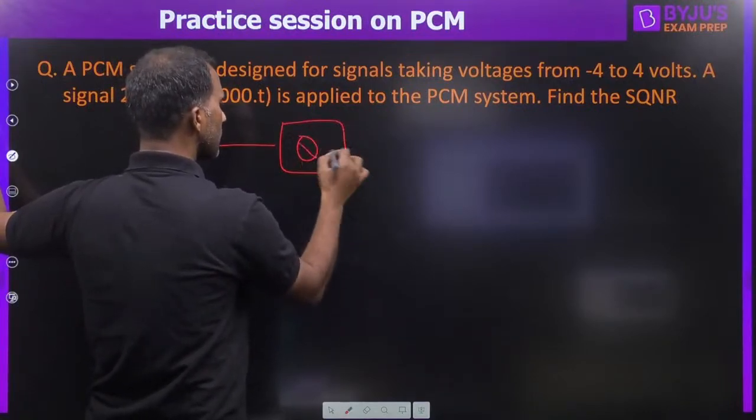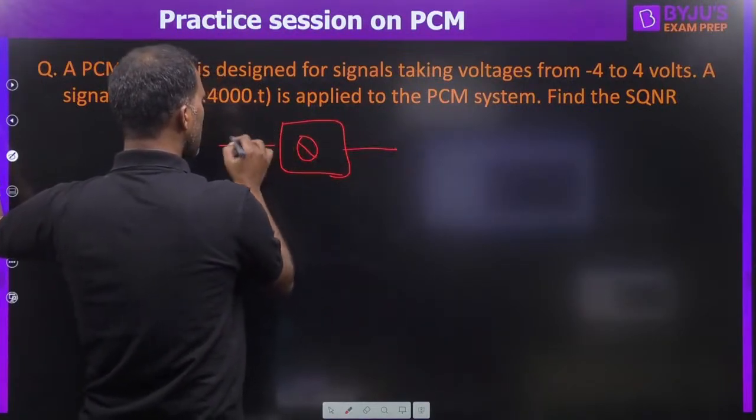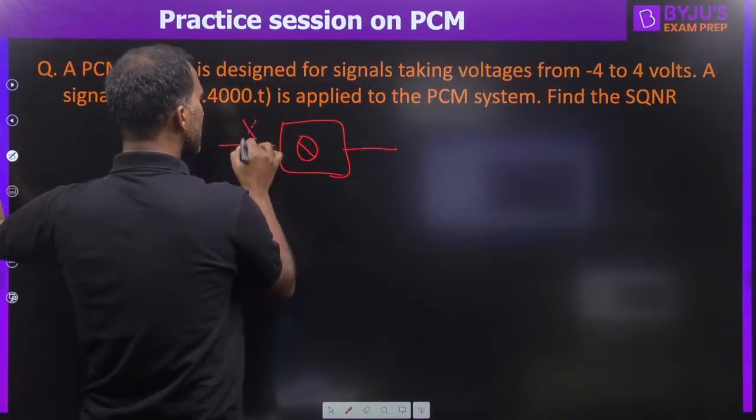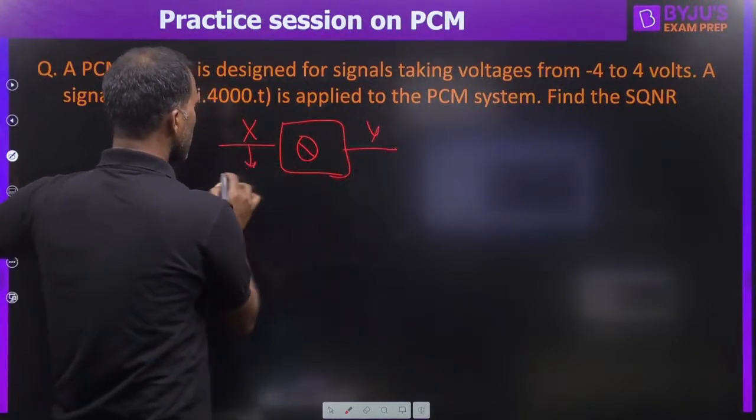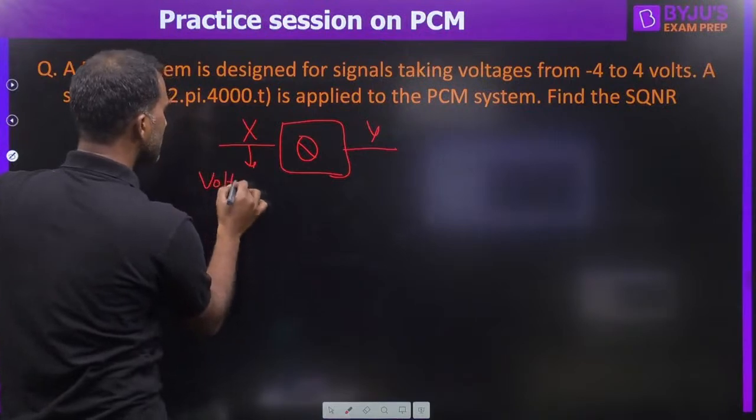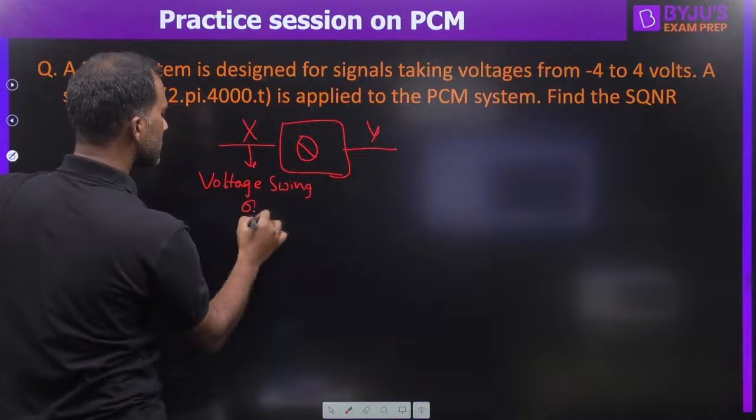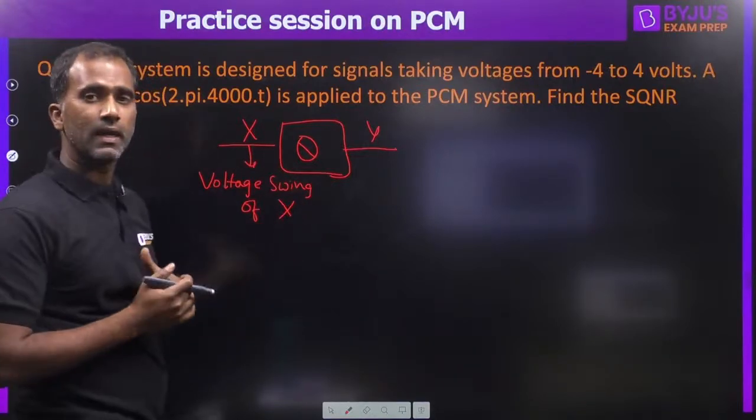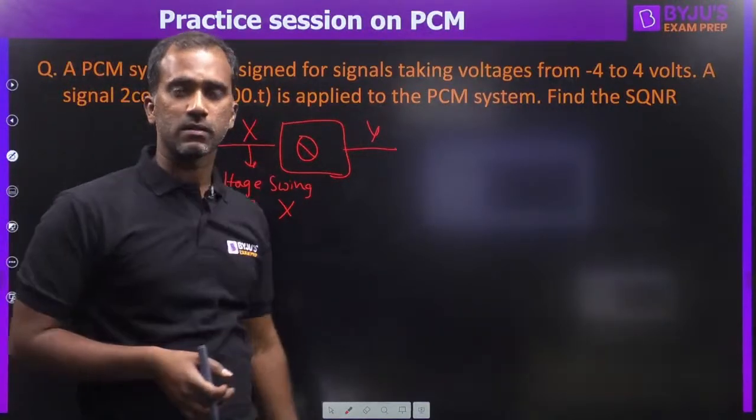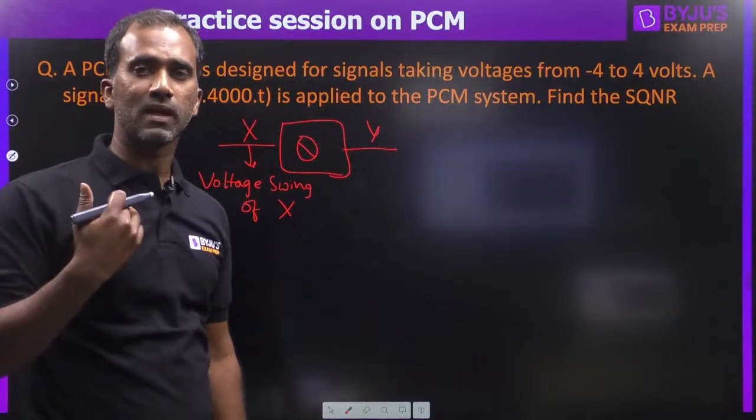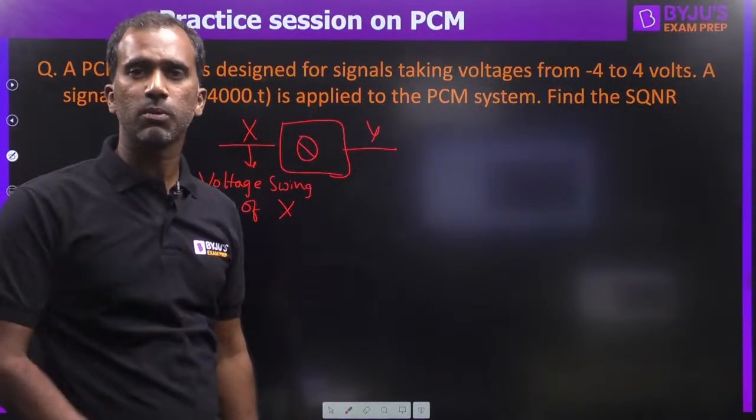Quantizer. When you are designing the quantizer, whatever signal you give here, the voltage swing of x is very important. Voltage swing of x is important. And one more thing, once you design a quantizer, based on the input signal, are we going to change the quantizer characteristics? That's not possible.